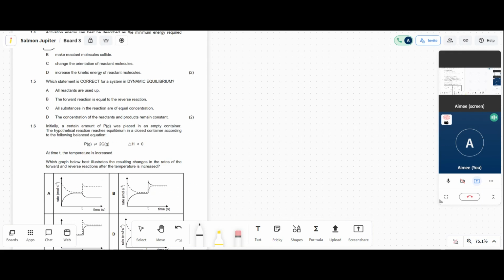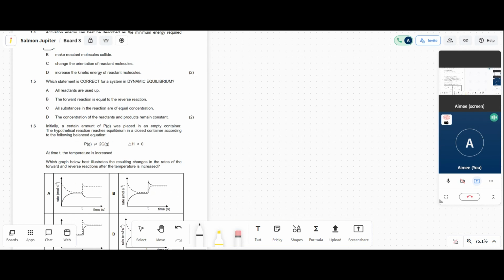A, all reactants are used up. You can immediately eliminate that because all reactants are used up only in a one-way reaction. A reaction only runs to completion if reactants are in the correct ratios and if it's a one-way reaction. So you can immediately eliminate that one. B, the forward reaction is equal to the reverse reaction. So you almost feel tempted to choose that one, but it's not true. The true statement would be the rate of the forward reaction is equal to the rate of the reverse reaction. Okay, so you can eliminate that one.